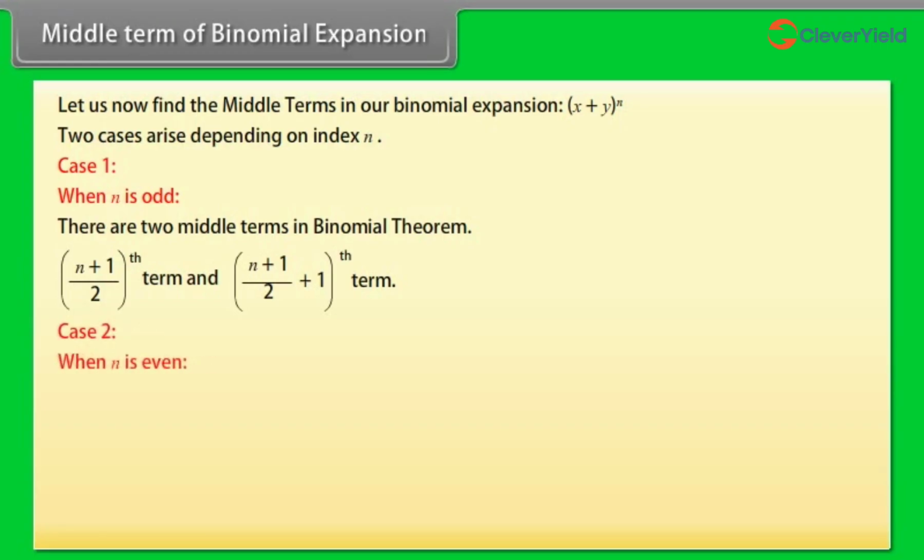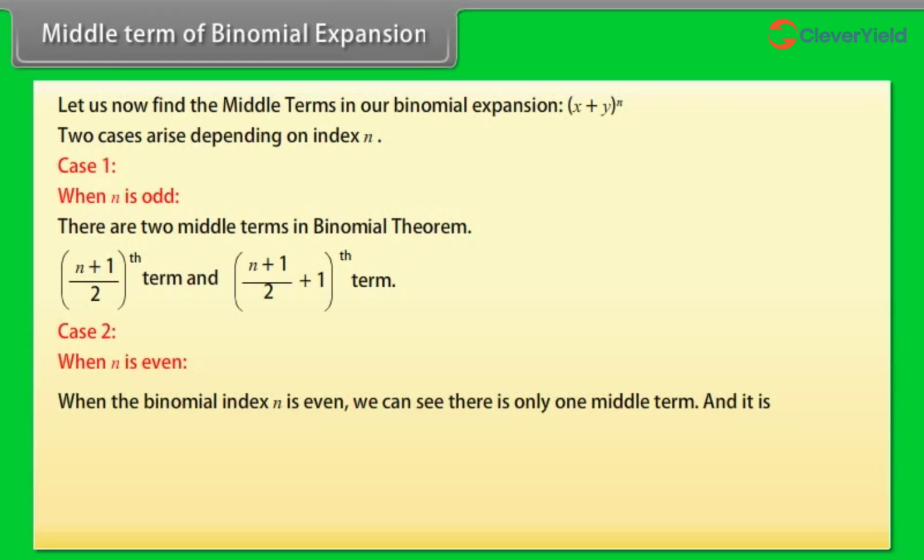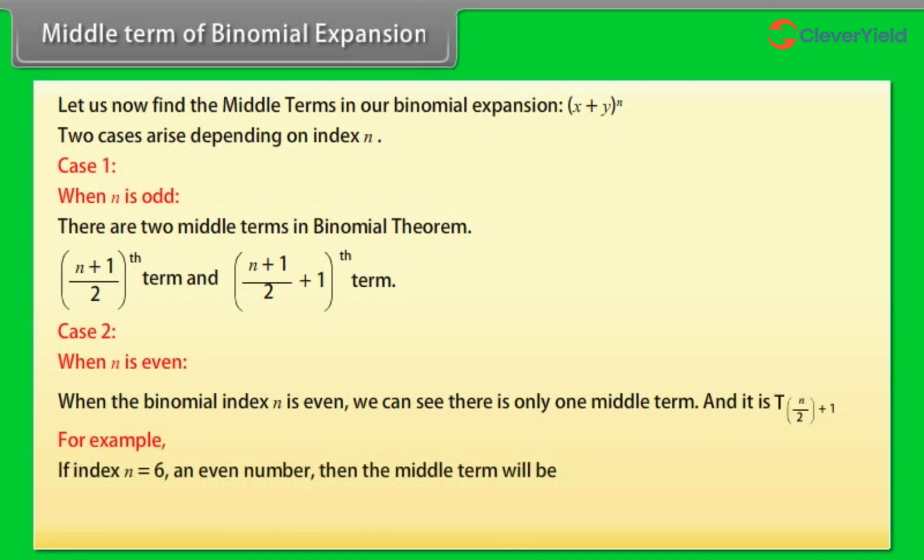Case 2: when n is even. When the binomial index n is even, there is only one middle term, and it is the (n/2 + 1)th term. For example, if index n is equal to 6, an even number, then the middle term will be T(n/2 + 1), which is T(6/2 + 1), which is T4.